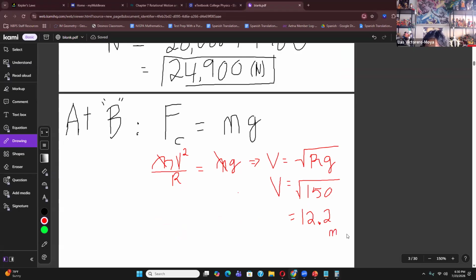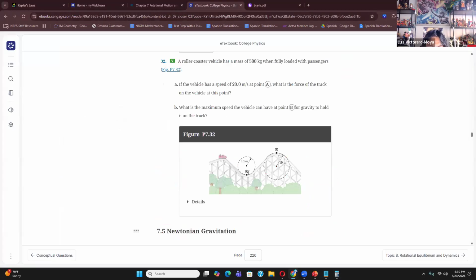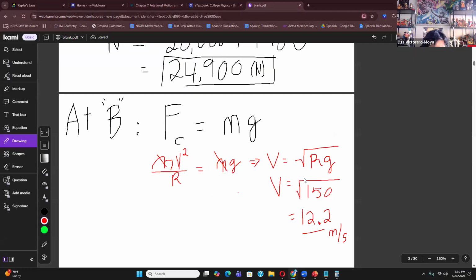So it makes sense, right? It's lower than before because it went up from here to here. So the speed decreases, the potential energy increases, but it's enough for the car to keep going around. Okay, so that is a good example of centripetal forces acting on loops.